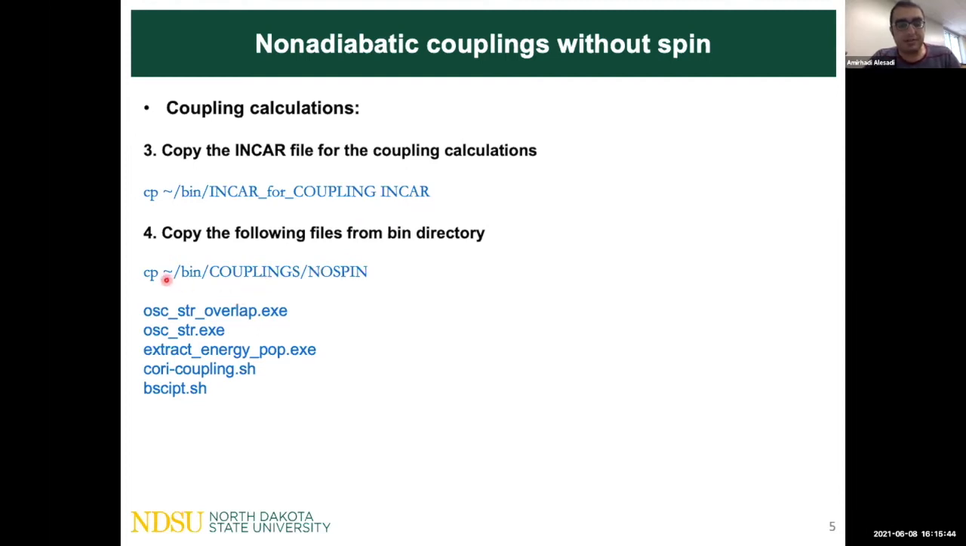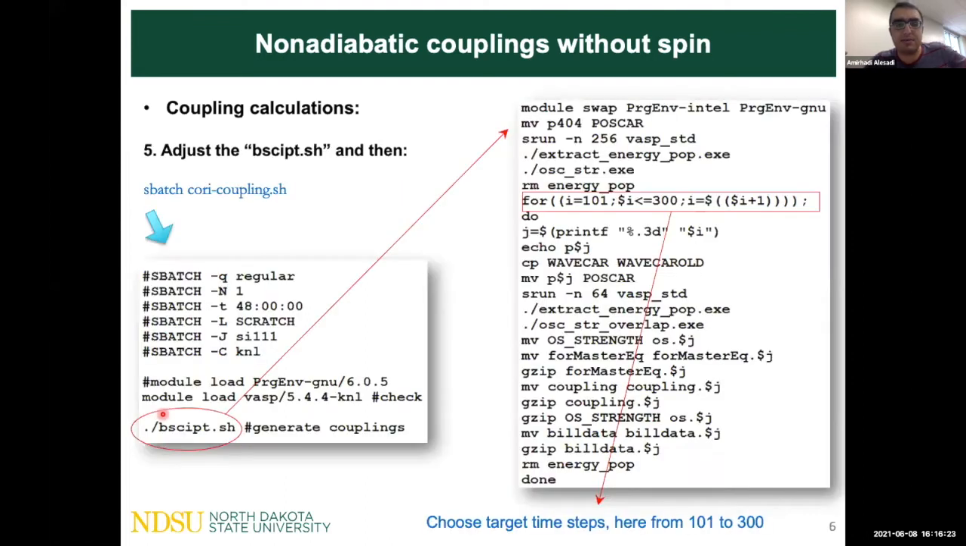Also, there is another directory, coupling, which is a subdirectory of bin, and in the coupling directory, there is another directory, no spin. Some files are available here that we need for the coupling calculation, which are listed here. To start these simulations, we need the last 2 files to be run: the Cori coupling.sh and bscipt.sh. We can review that in the following slide.